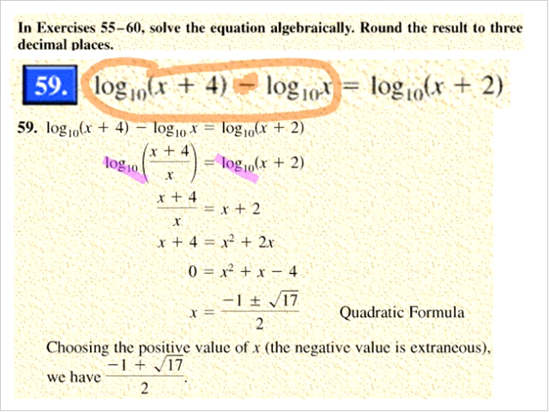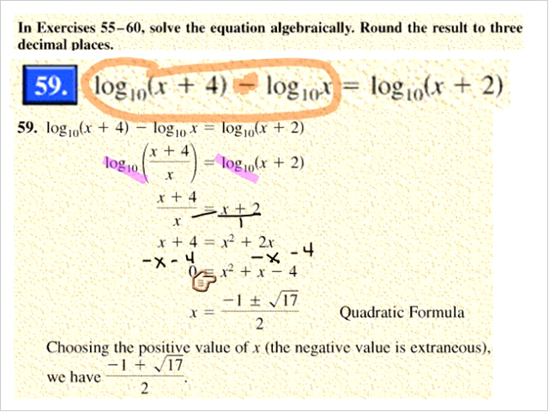Let's cross multiply here. So x times x plus 2 is x squared plus 2x. And multiply in the other direction, we just get x plus 4. Let's move everything to one side by subtracting x and subtracting 4. And that's how you get 0 equals x squared plus x minus 4.